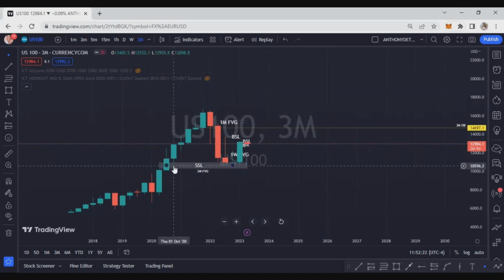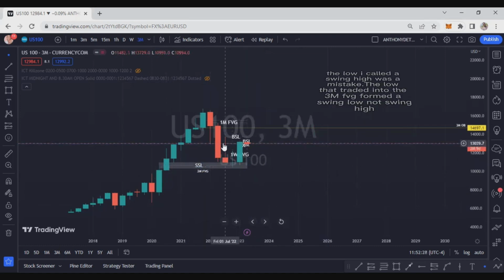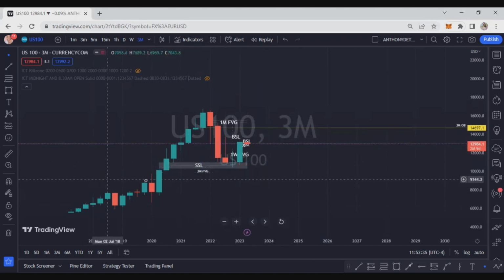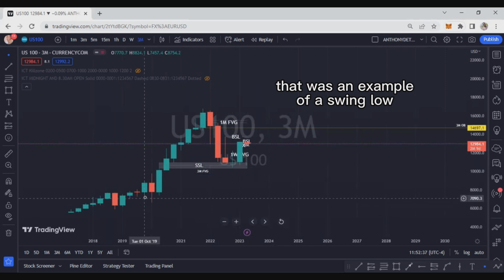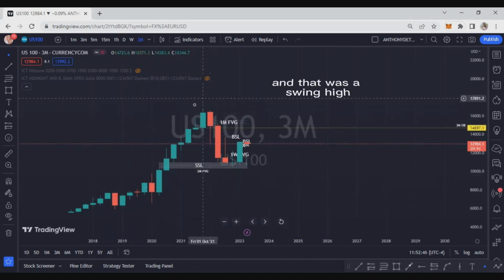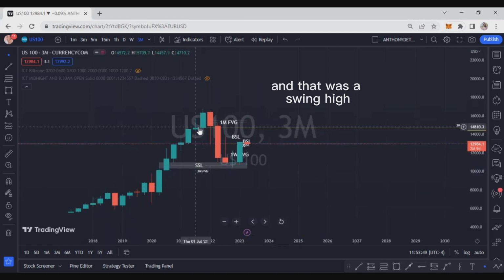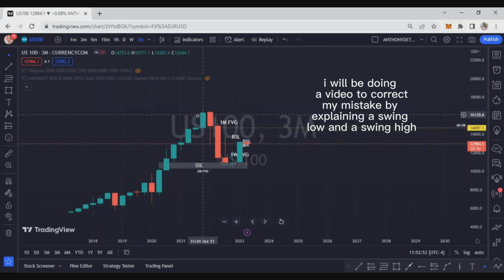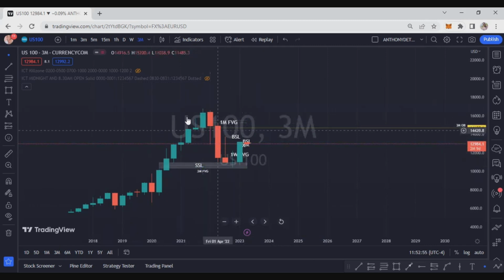When it came into this FVG, it created a swing high here. A swing high is made up of 3 candlesticks, just like here. This is an example of a swing high: a higher candle to the left, a higher candle to the right, and a lower candle in the middle. This one here makes up a swing low: a higher candle to the left, a higher candle to the right, and a lower candle in the middle.